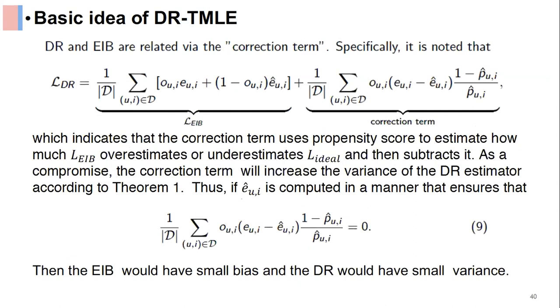To achieve this goal, we should first know the relationship between DR and EIB. They can be related via the correction term. Specifically, it's noted that the DR loss function can be written as the EIB loss function plus a correction term. This implies that the correction term uses the propensity score to estimate how much EIB overestimated or underestimated the ideal loss function, and then subtracts it as a compromise. The correction term will increase the variance of the DR estimator according to Theorem 1.